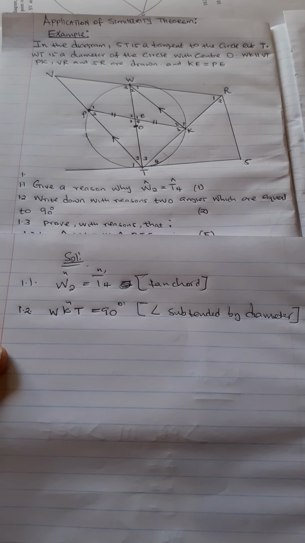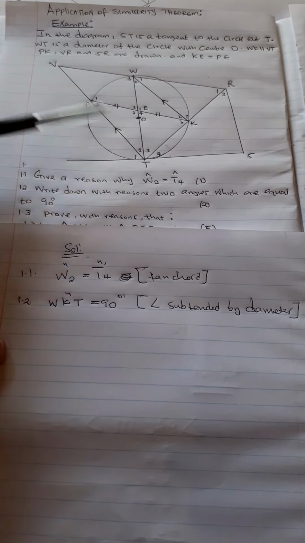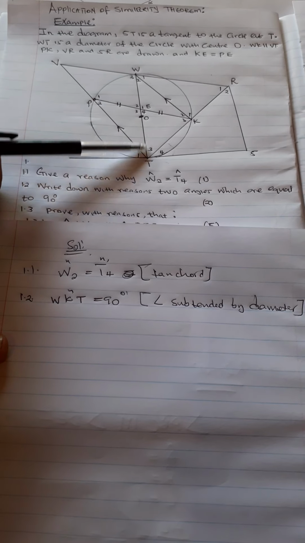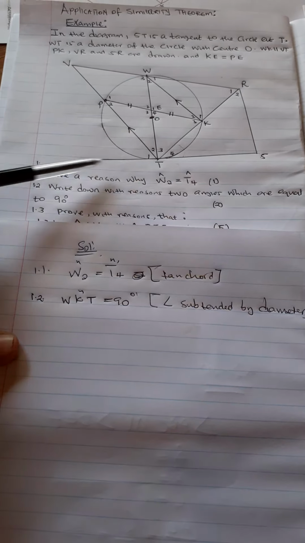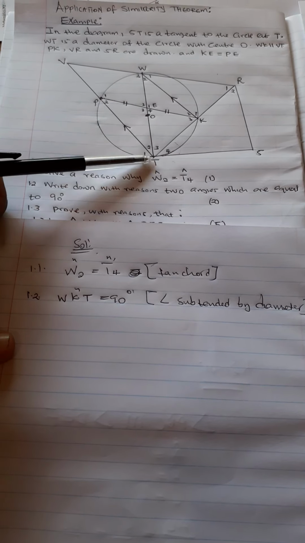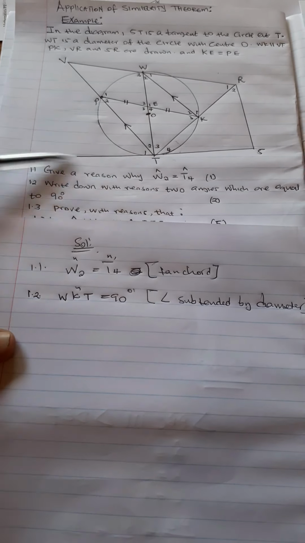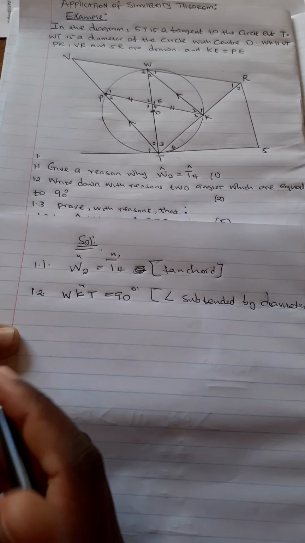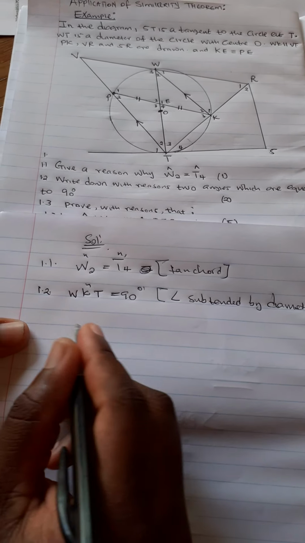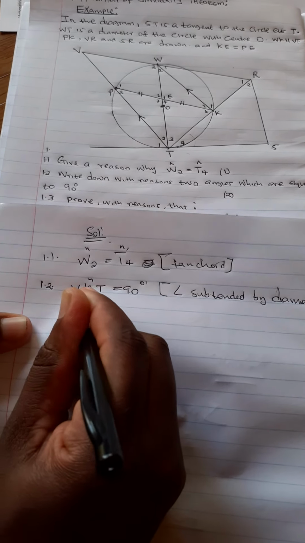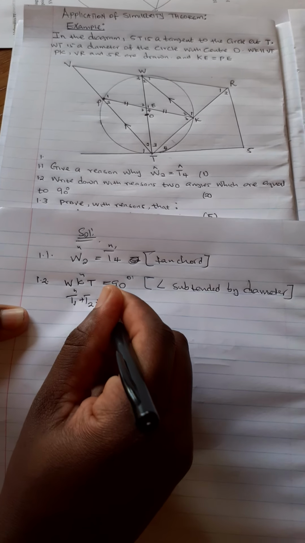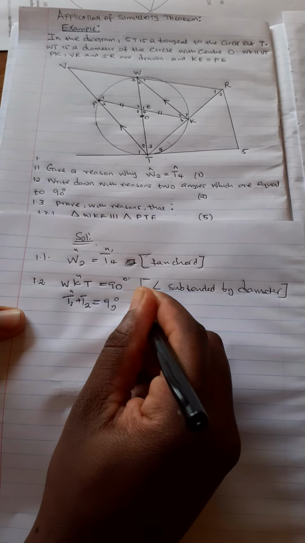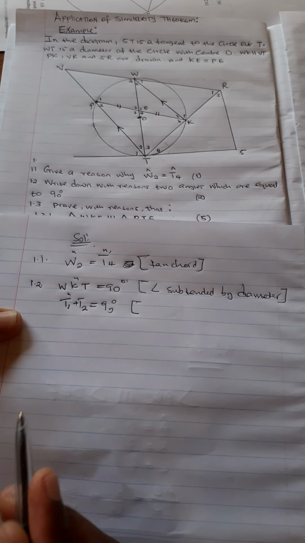What is the other one that I was telling you about? Remember, this is a diameter, OT is a radius, and then we're having this line here, ST. So it means that this line is perpendicular to this, because radius and tangent are perpendicular. So meaning that T1 plus T2 is equal to 90 degrees. T1 plus T2 is equal to 90 degrees.